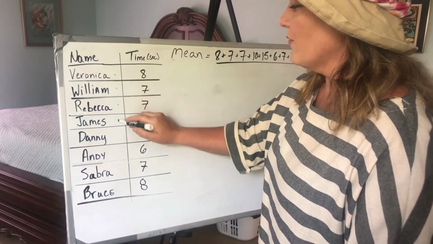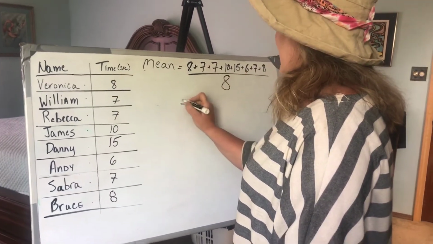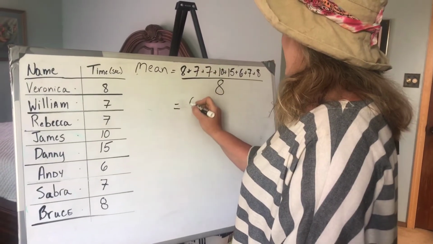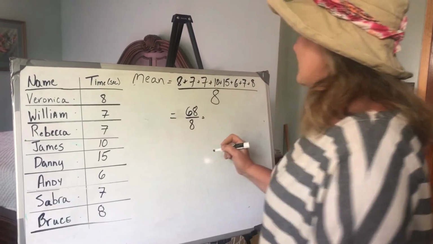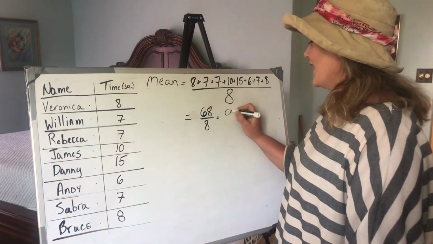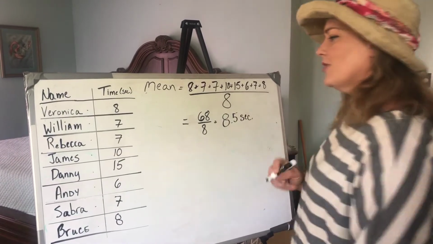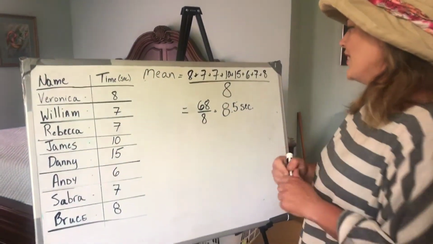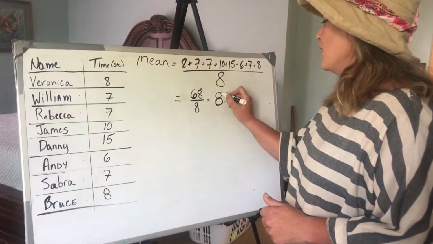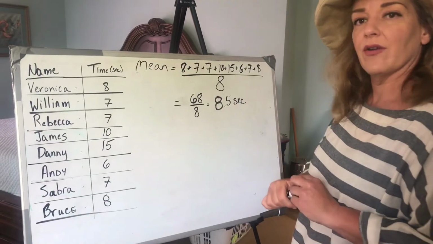1, 2, 3, 4, 5, 6, 7, 8. So I divide that by 8. And when I add this all up, I get 68 divided by 8, and 68 divided by 8 is 8.5 seconds. So does that tell you much? We have some people running 6 seconds. What we know is that on average, the average time that we finish the 50-yard dash is 8.5 seconds.